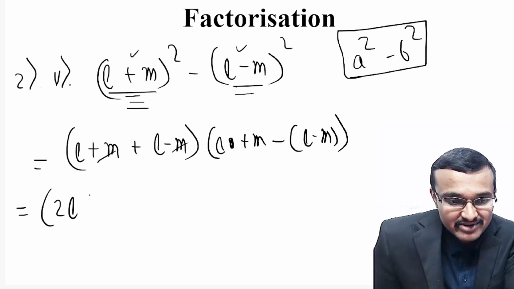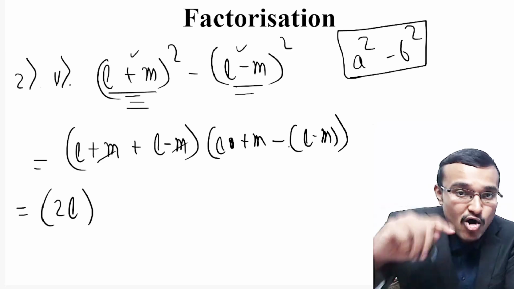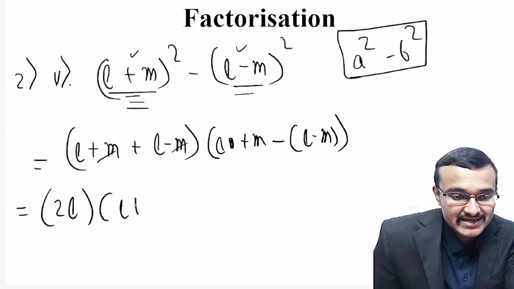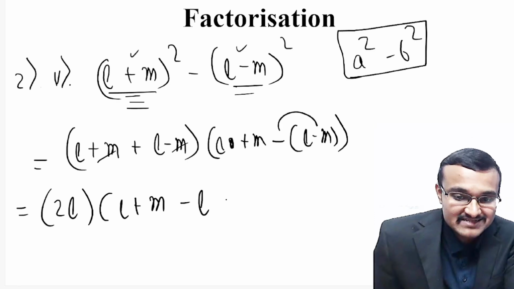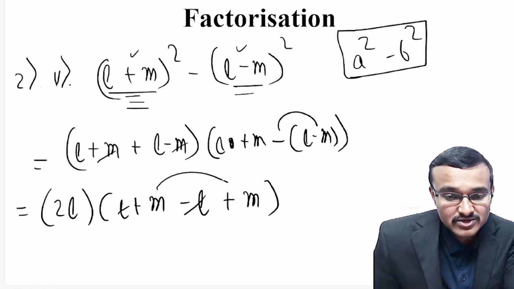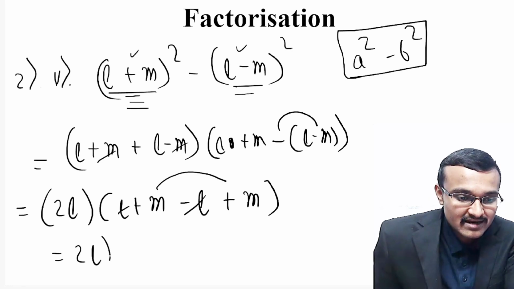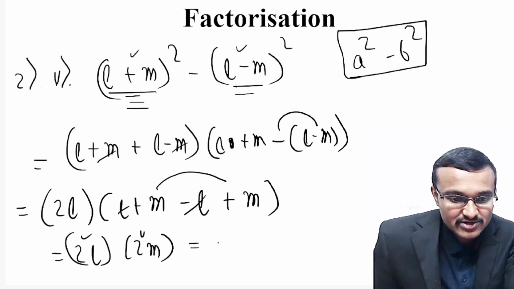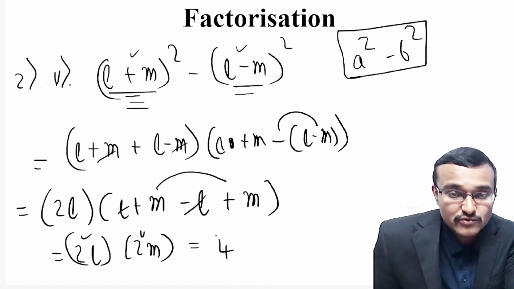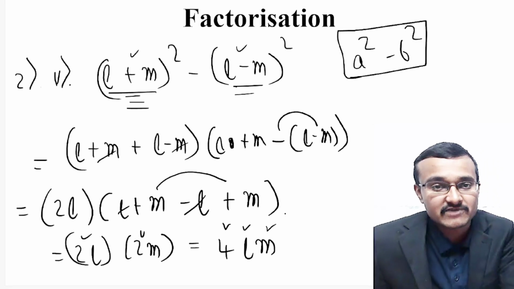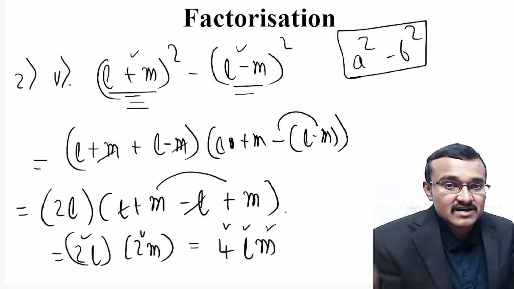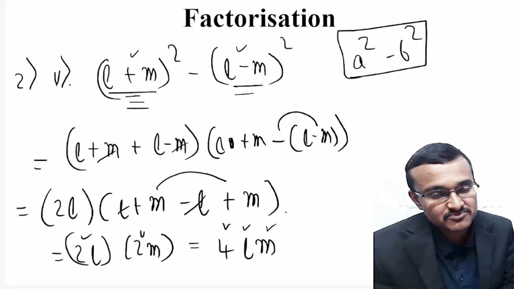So here in the second bracket you have L plus M minus of L minus M. So L plus M, when you remove the bracket, it will be minus L. Minus into minus M will be plus M, because minus into minus will be plus. So here plus L and minus L get cancelled. So M plus M will be 2M. So 2L into 2M. You can take the 2s outside. So 2 into 2 will be 4, L into M. So 4 is one factor, L is one factor, M is one factor. So 4LM acts as the factor for this fifth question in this second question.